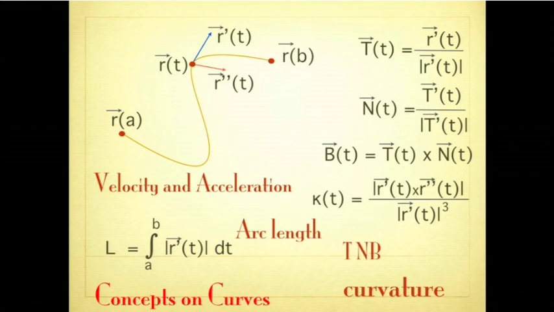And the normal vector is also, that's maybe the hardest to remember. We take this unit tangent vector and we take the derivative, and then we normalize it again. So that gives us the N. And then the B is easy. That's just the cross product. It's perpendicular to both and has length 1.